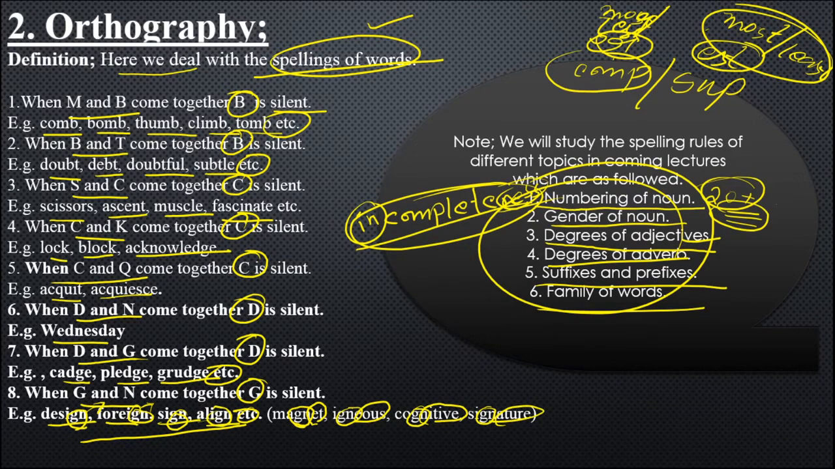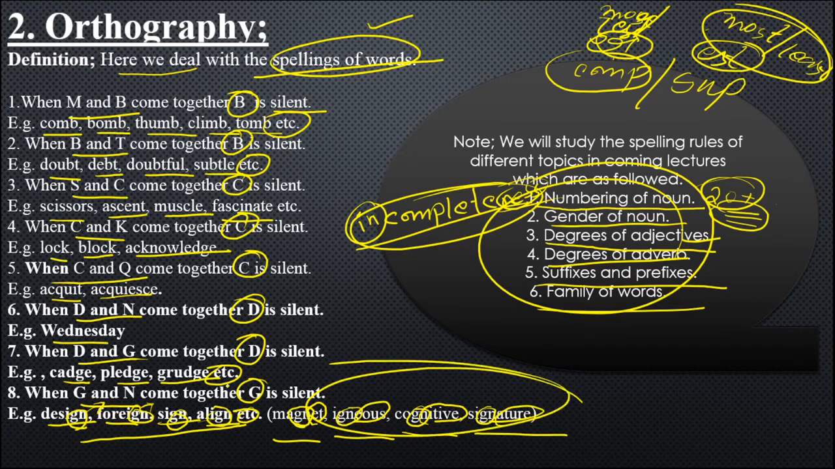So here you are going to pronounce it. Why? Because they are followed, they are coming in between. When they come in between, you are going to pronounce G, and when they come at the end, you are not going to pronounce it. Like these words, you will say magnet, igneous, cognitive, and signature. So this should be in your mind.